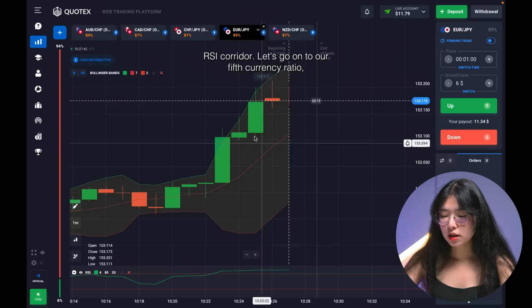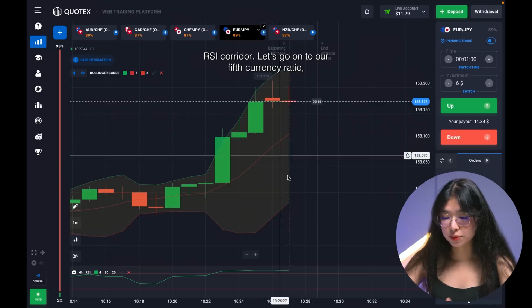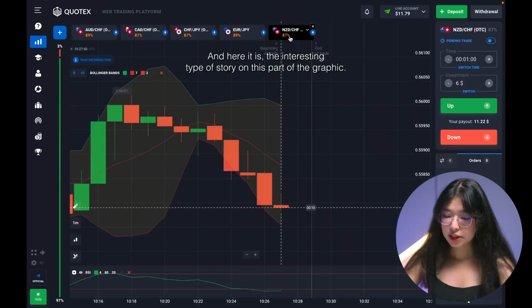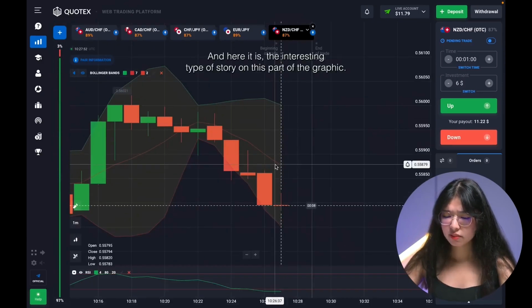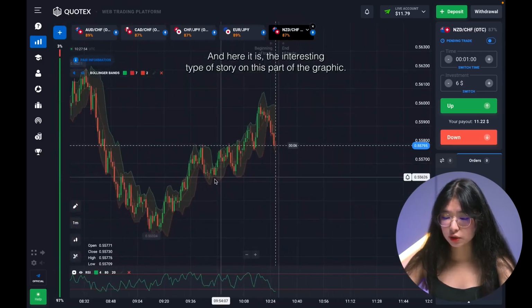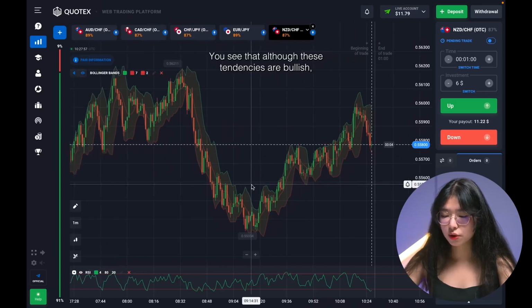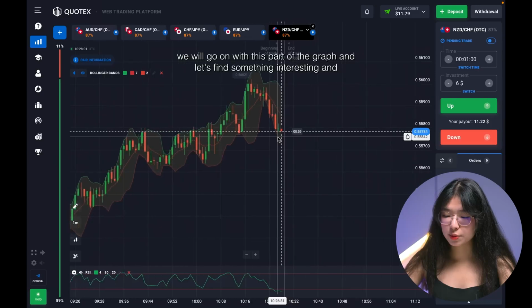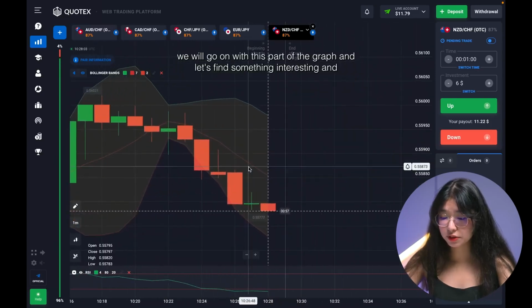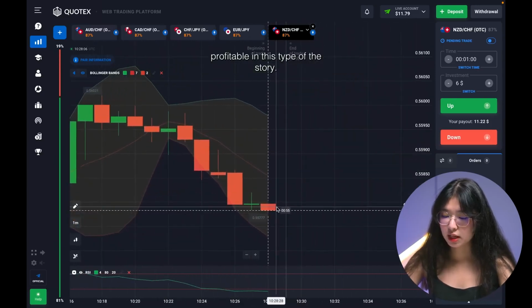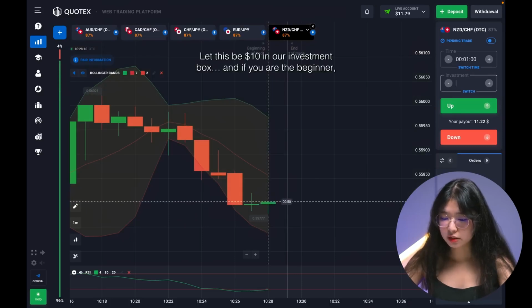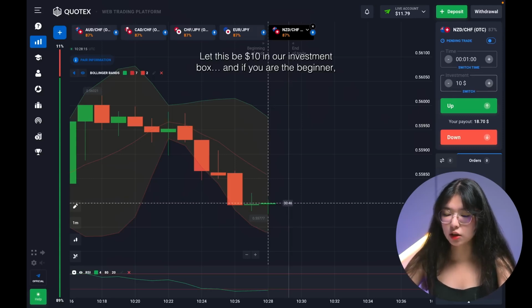So let's go on to our fifth currency pair, the New Zealand dollar / Swiss franc. Here it is. An interesting story on this chart. You see that although the tendencies are bullish, we'll go with this part of the graph and find something interesting and profitable. So we'll move on with my investment and let it be $10. Okay, in our investment box.